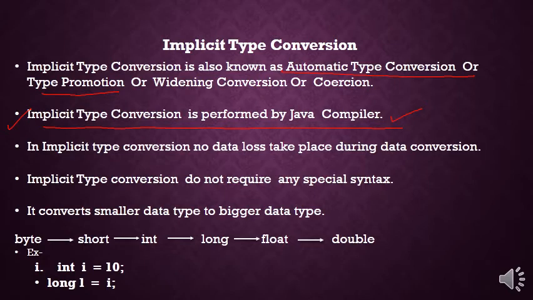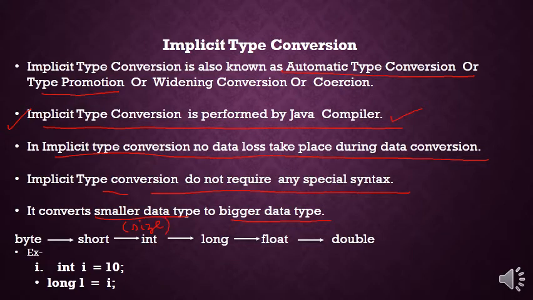Next, in implicit type conversion, no data loss takes place during the conversion because it converts the lower data type into a higher data type. So, no data loss. Next, implicit type conversion does not require any special syntax. No rule is there. The only rule is that it converts the lower data type into a higher data type, the smaller data type to a bigger data type.